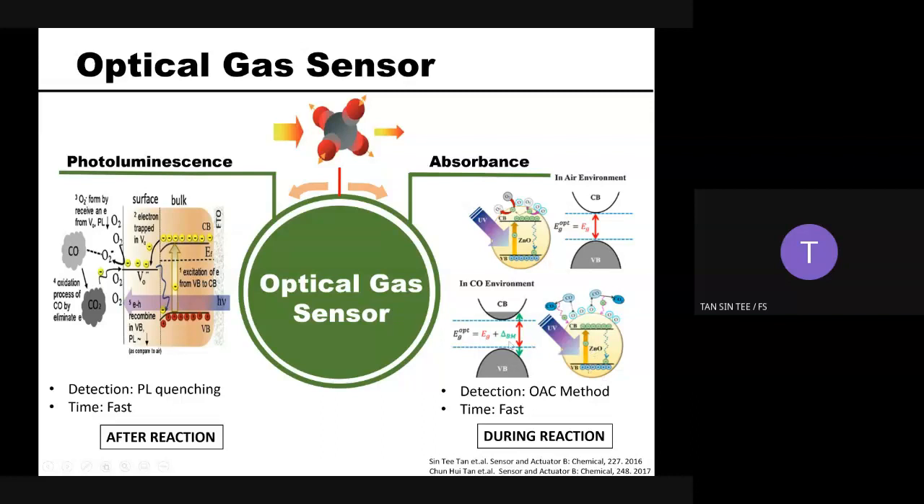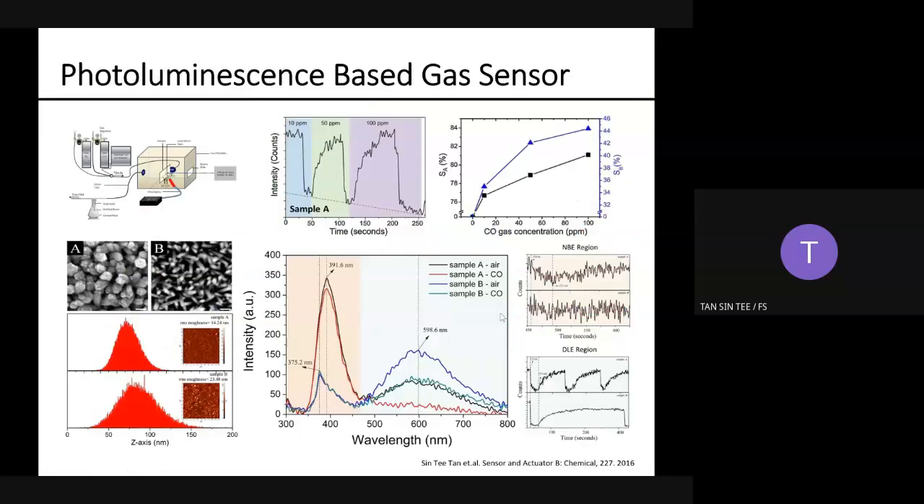From here we find that after the CO environment, the number of carriers in the conduction band is increasing, causing the energy band gap to increase. So this will actually alter the absorbance sensor very much. Okay, this is some of the results for our PL-based sensor that we conducted a couple of years ago.